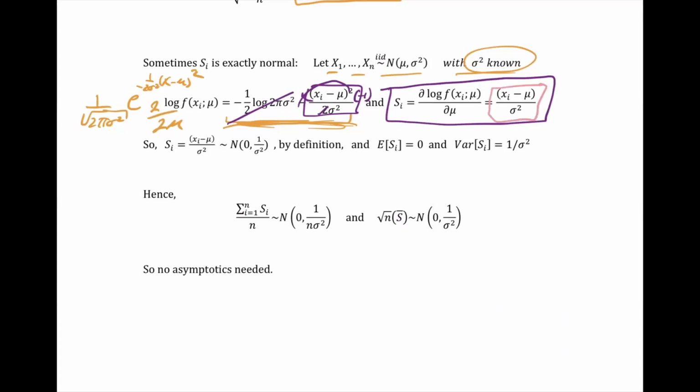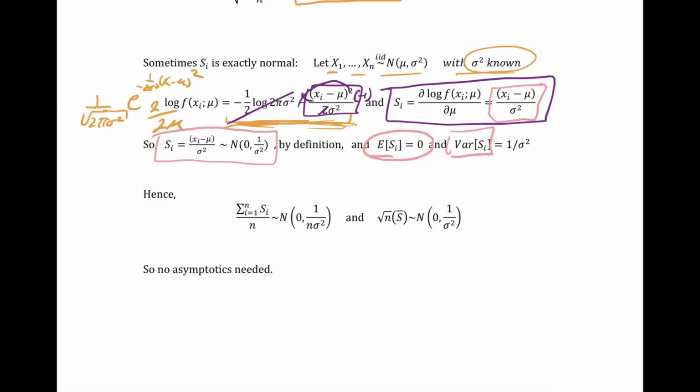I get (x minus mu) over sigma squared. That is the score function for a normal distribution. And I can just calculate the distribution of this thing. It turns out to be normal 0, 1 over sigma squared, just by properties of means and averages. And so the expected value of the score function is, of course, 0. And then we know that the variance of S_i, the score function, is 1 over sigma squared.